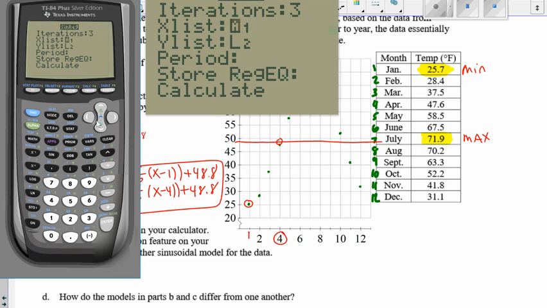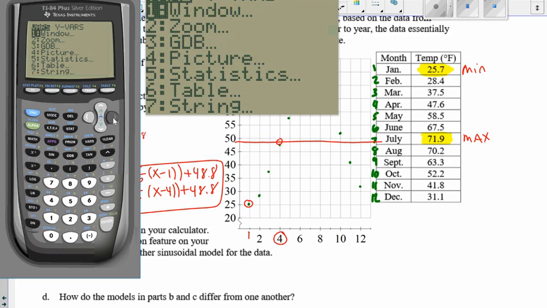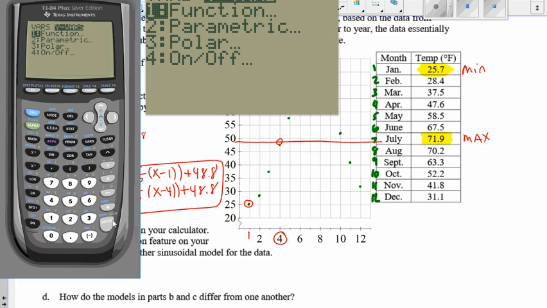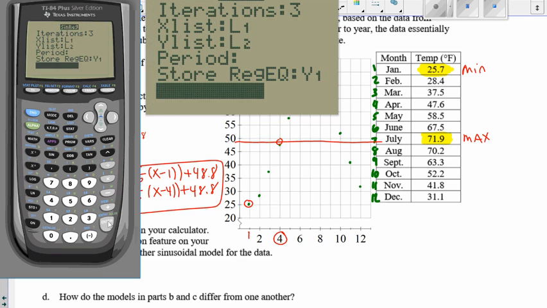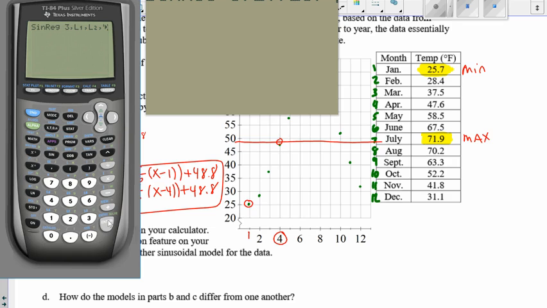So we're in list 1 and list 2. Don't worry about the period right now. So then we're going to store this regression equation into our y equals. So remember to do that. You go to vars, which stands for variables, Y-Vars, which is y variables, enter on function, and I'm going to put it into my y1 and hit enter.